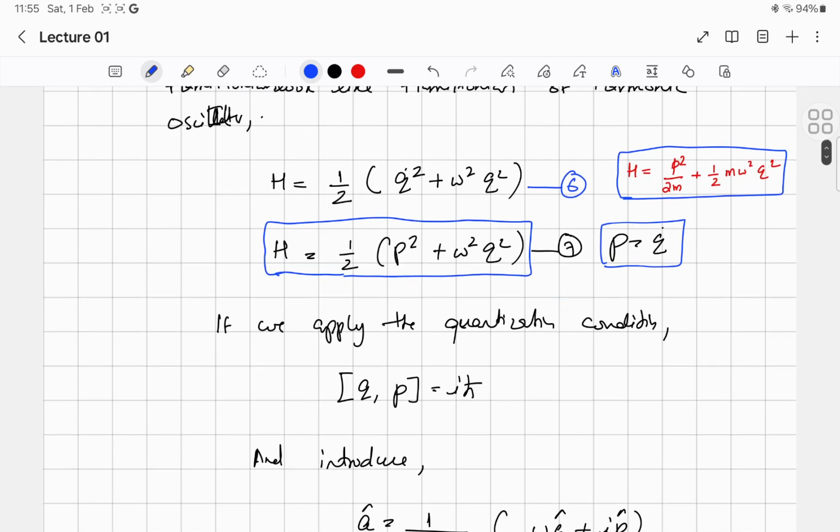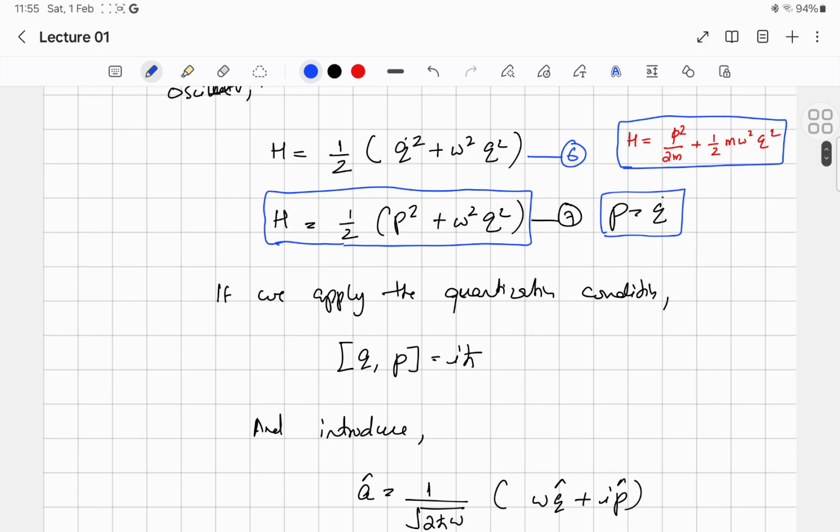So in order to quantize this system, we are going to introduce the quantization postulate, which is that the commutator between q and p I am going to denote as i h-bar. So this is basically called the quantization postulate.